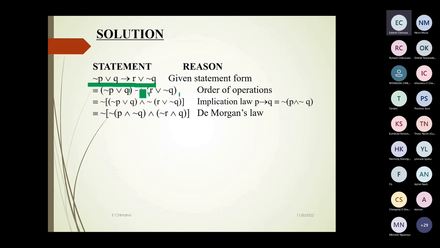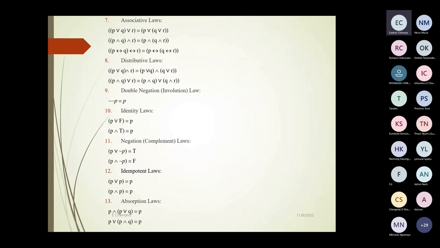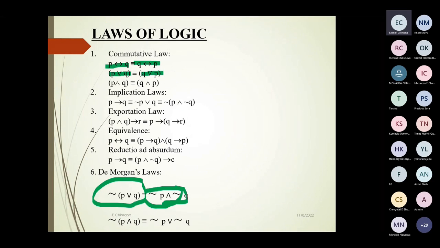So on the implication, removing this one, you say the negation of P or Q, then you put an and, then the negation of what? Of our Q, which is this one. After that, you use De Morgan's law to remove this or part. If you go to De Morgan's laws, here, this one is the distributive.